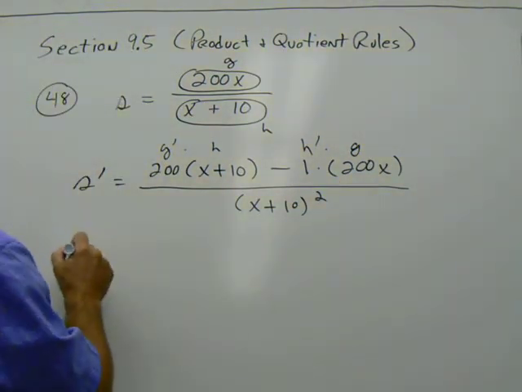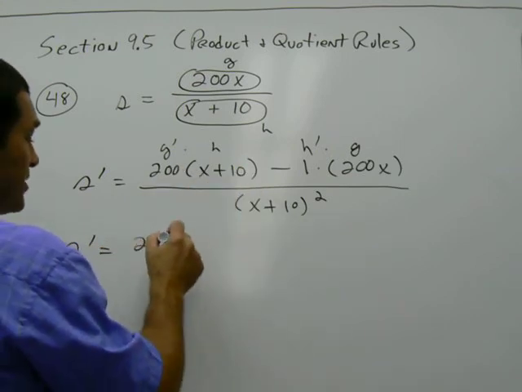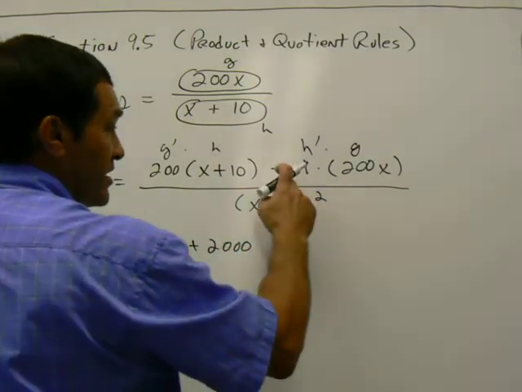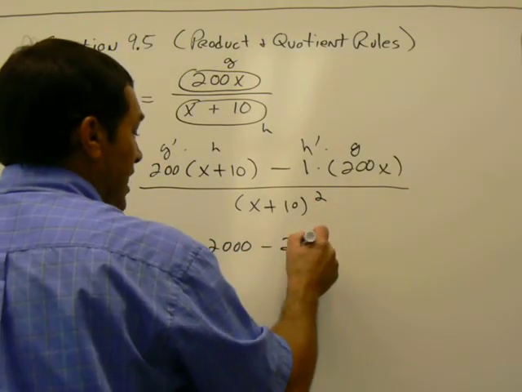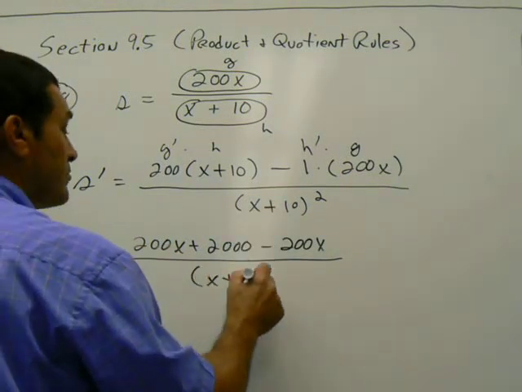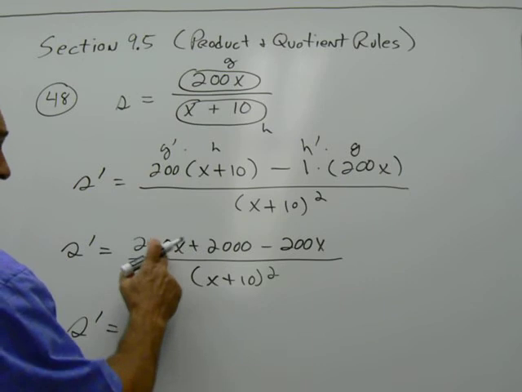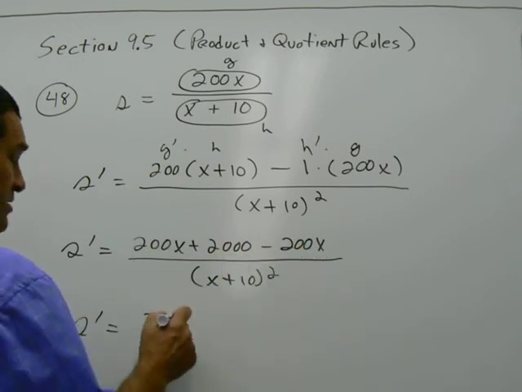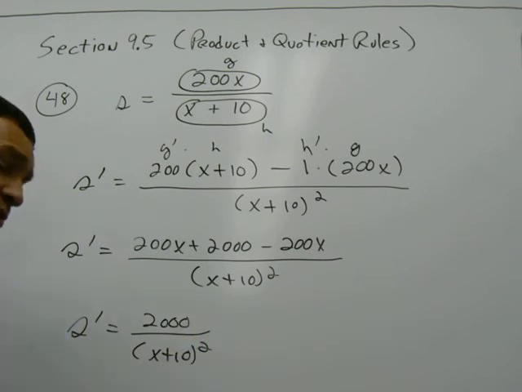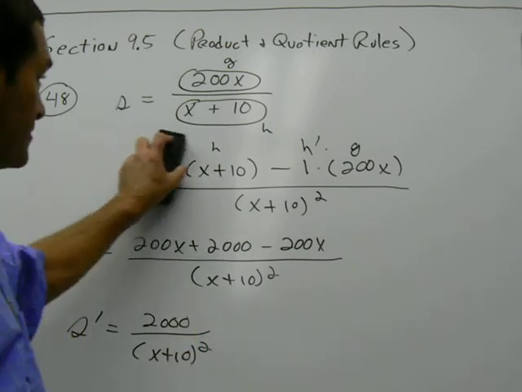Let's see if we can simplify this a little bit. Multiply 200 times each of these terms, and you'll have 200X plus 2,000 minus 1 times 200X, which is minus 200X, over your denominator squared. And so the 200X cancels, and you get 2,000 divided by X plus 10 squared. Now that is the derivative of your sales function S.